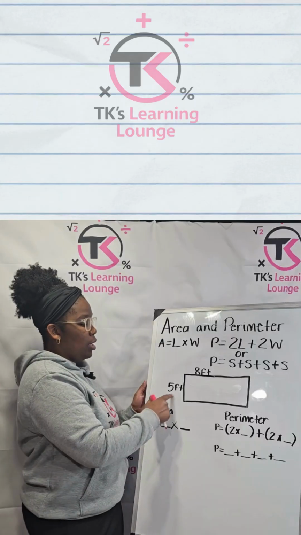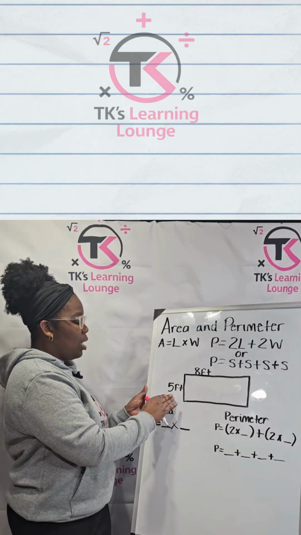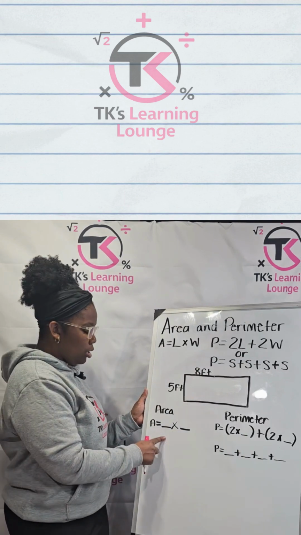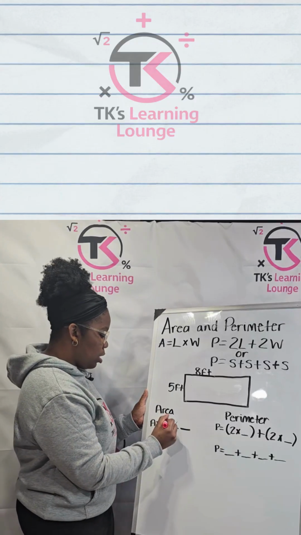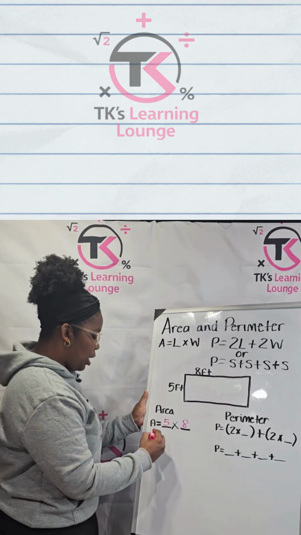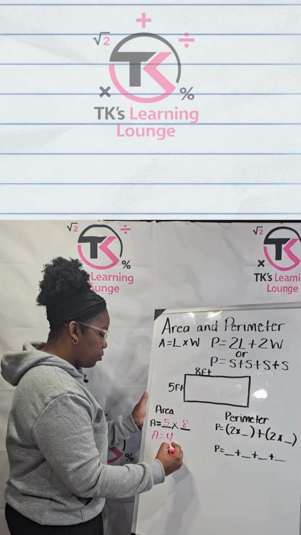So all I'm going to do is plug in my numbers. My shape is 5 feet by 8 feet. So I'm just going to plug in those numbers into my formula. So area equals 5 times 8. And 5 times 8 is going to give me 40.